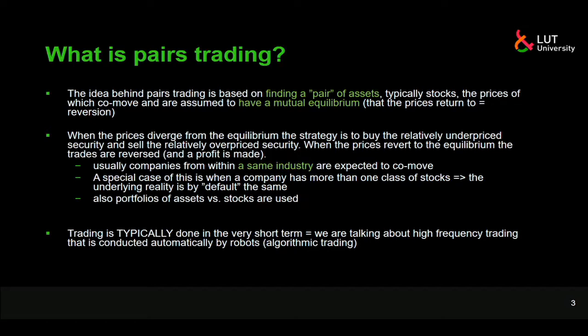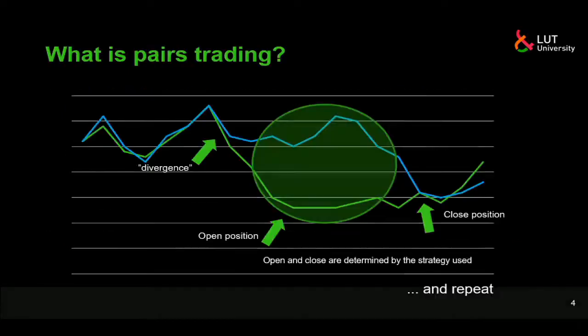And one thing to remark here is also that we're looking at very short-term trading typically here. So we're talking about high-frequency trading that is conducted automatically by algorithms, so robotic trading. So this is, let's say, the typical frame of pairs trading. We can obviously, of course, look at longer term, but typically what you see is very short-term trading.